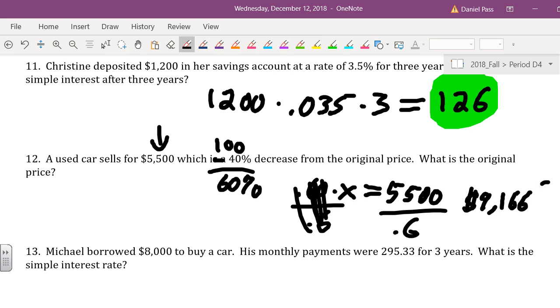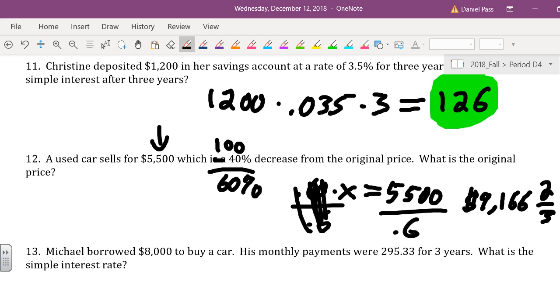9,166 and 2/3 dollars. You're right. 9,000. No, 9,166. All right, so let's see. What was the original price? I want to make sure that this is right because I feel like these problems are a little tricky, so I'm going to work backwards just to make sure.